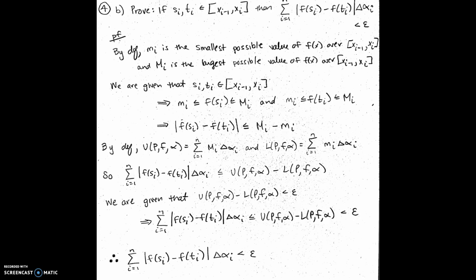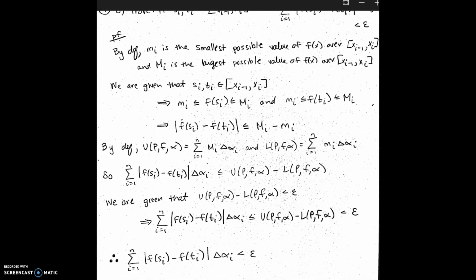It has to be greater than or equal to our minimum value, and less than or equal to our maximum value. So knowing that, we can say that f of Si minus f of Ti has to be less than or equal to the maximum minus the minimum, because the maximum minus the minimum is as big as our value can be, right?